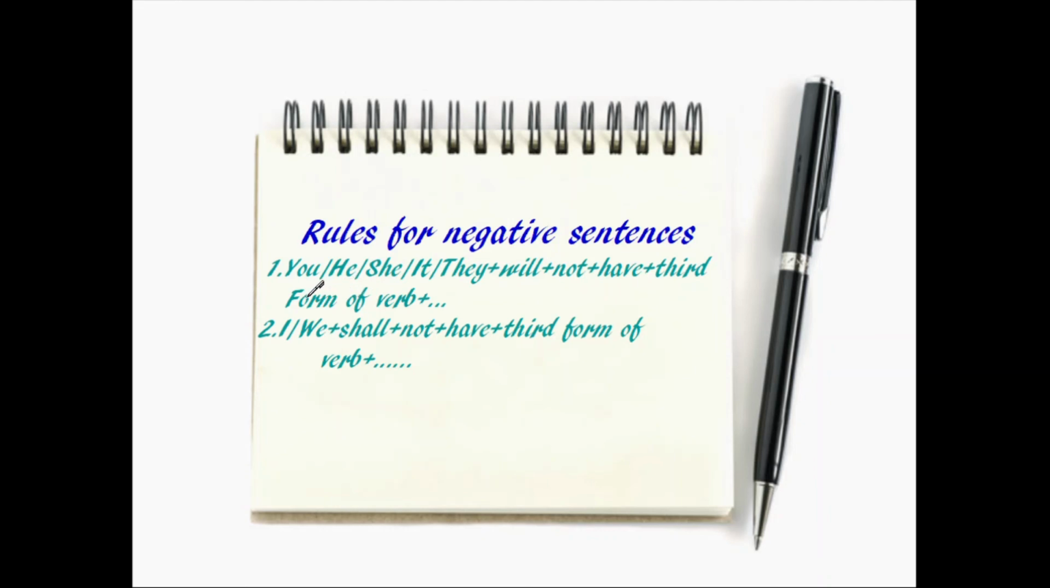So your brother will not have read this novel by next Saturday. Read is the third form of verb. Next, second one, I or we plus shall plus not plus have plus third form of verb plus the rest. For example, I shall not have written the letter by noon. So I shall not have written. Written is the third form of verb. The letter by noon.